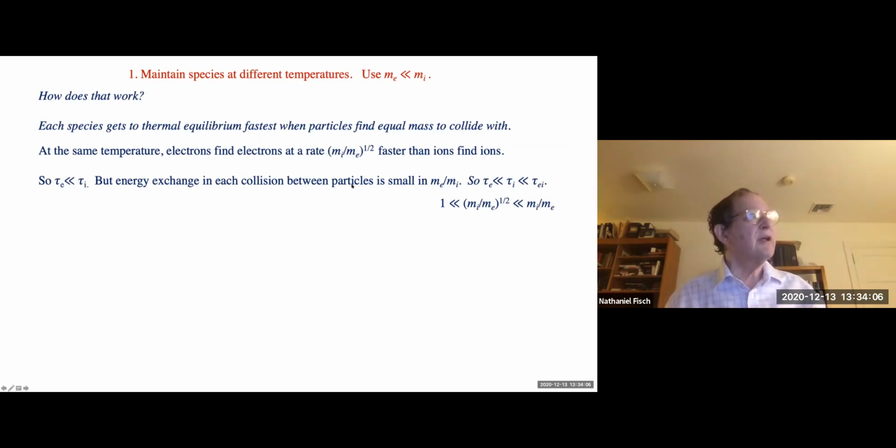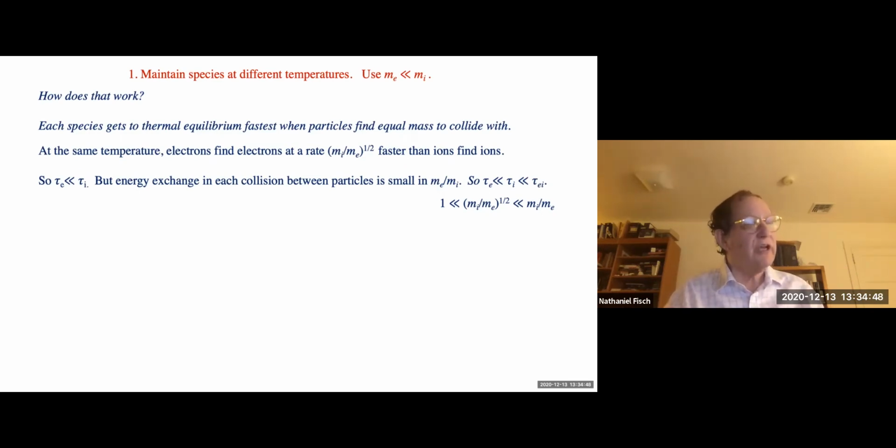First of all, what's the big deal of the electrons being much smaller in mass than the ions? Well, it allows you to maintain the species at very different temperatures. How does that work? Each species will get to equilibrium fastest when it finds another particle of equal mass to collide with. It doesn't help to collide with a particle of much greater or much smaller mass. So electrons have to find electrons, ions have to find ions, but electrons at about the same temperature move a square root of mass ratio faster. So they'll find their other electrons square root of mass ratio faster, and they're going to equilibrate square root of mass ratio faster than the ions.